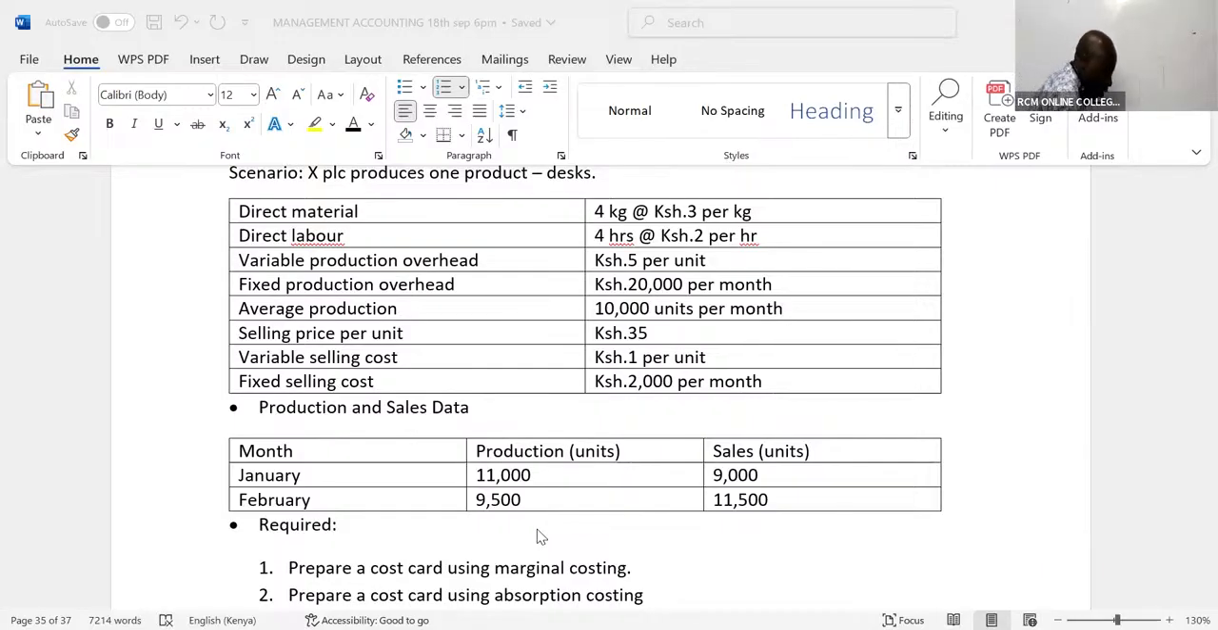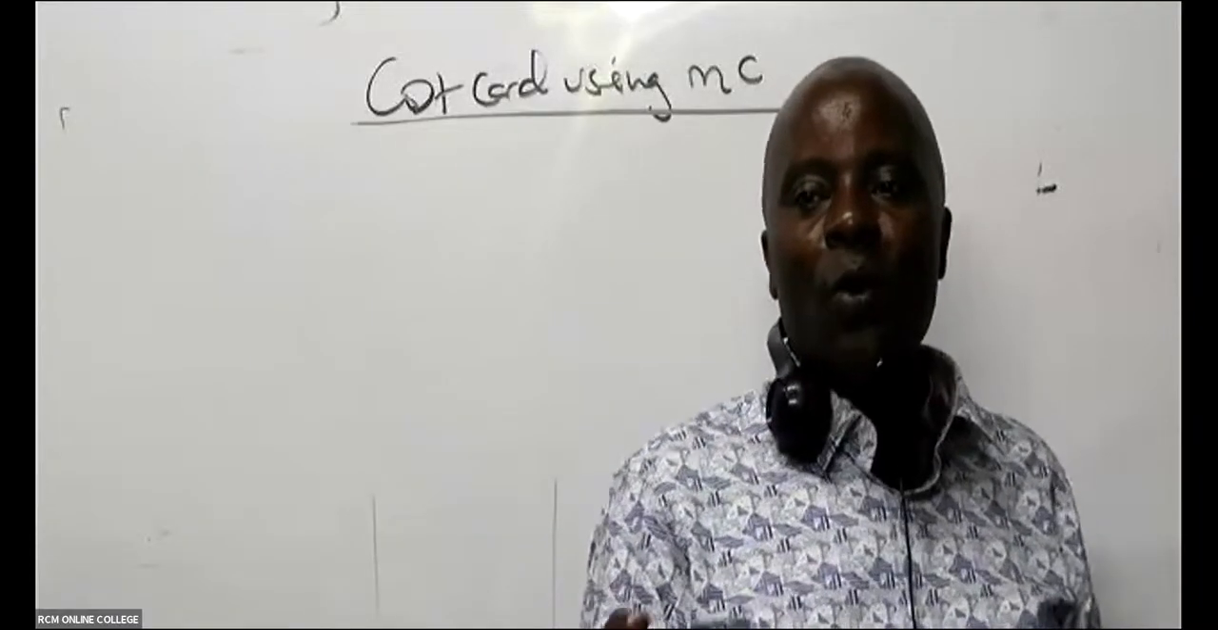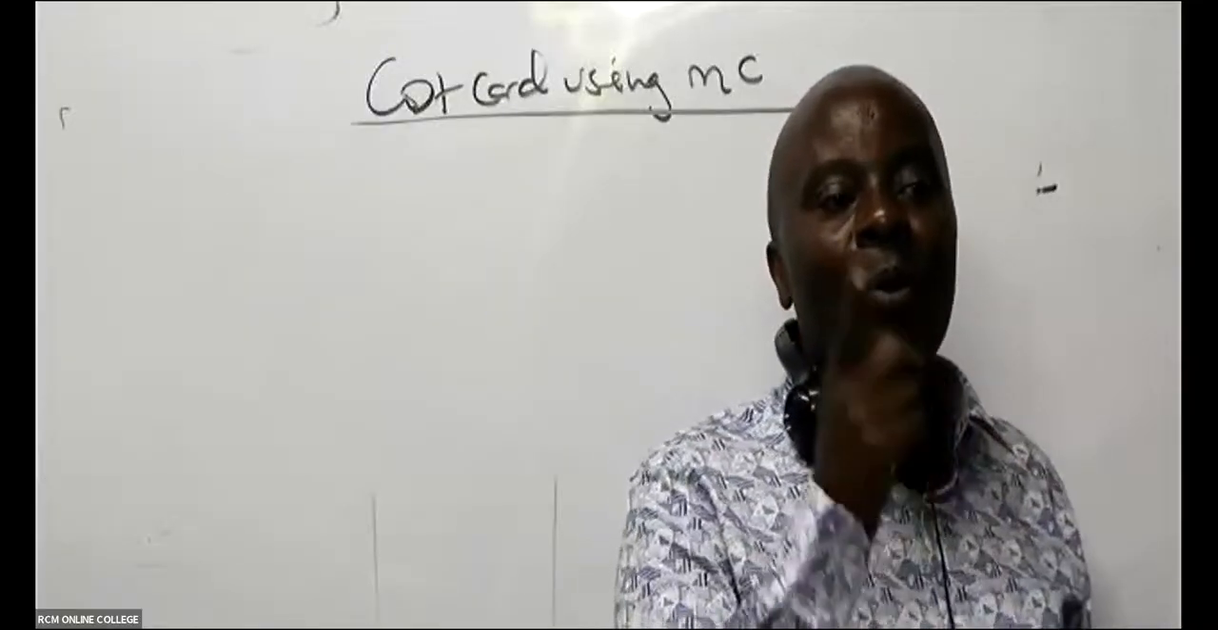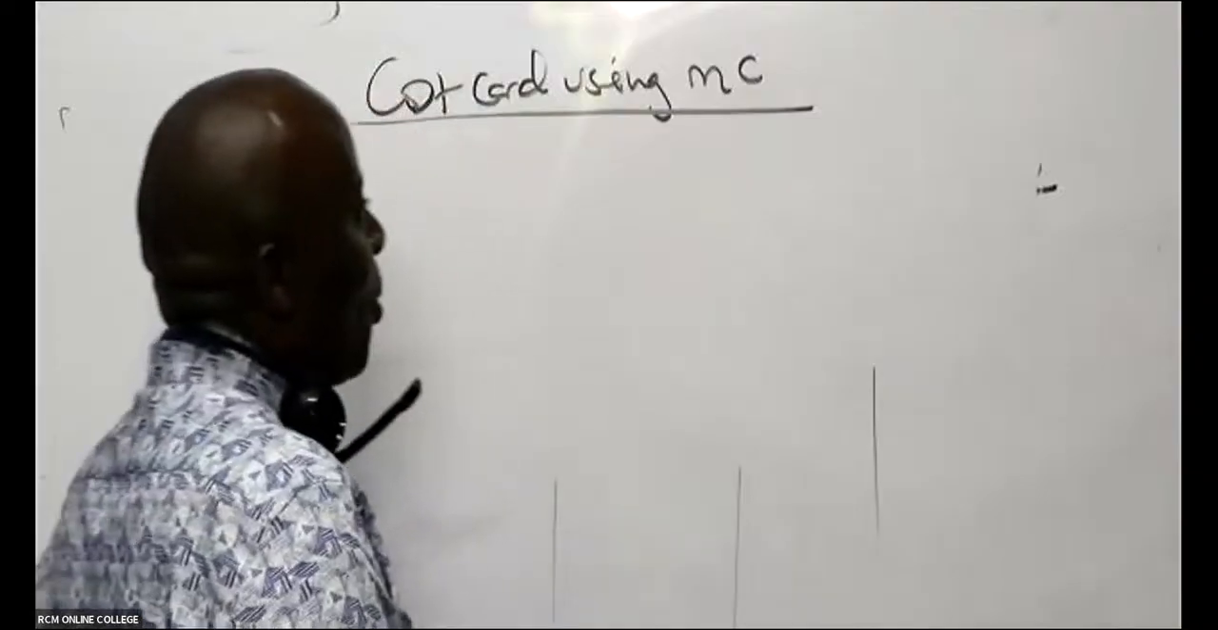So now we do a cost card. We are doing a cost card using MC, where MC stands for Master of Ceremony. No. Marginal what here, somebody? Costing, isn't it? So cost card, if it's marginal costing, we are only looking at what here, variable costs. And the variable production costs for that matter. Not all variable costs, but variable production cost.